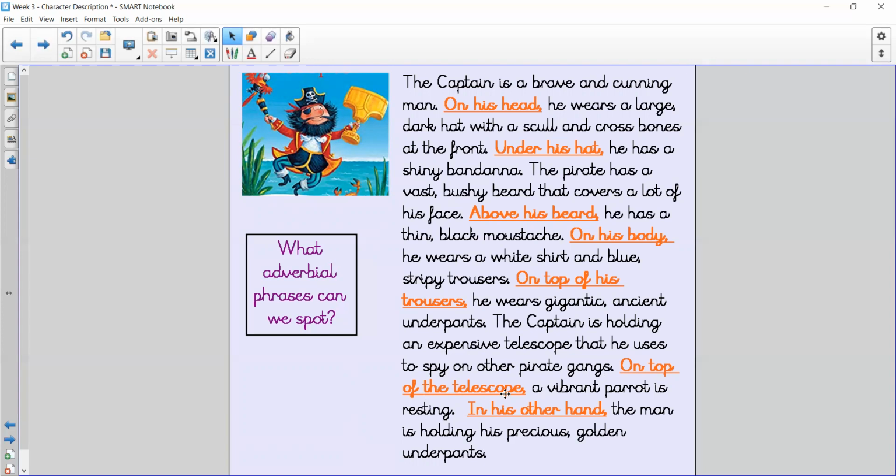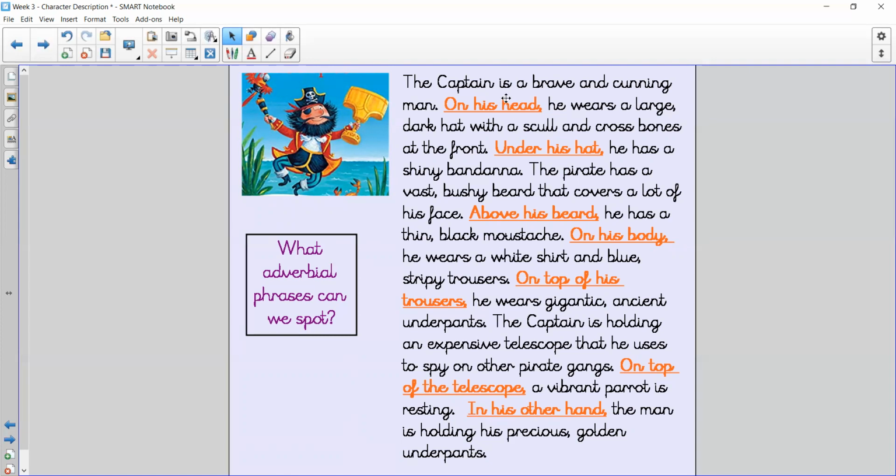On top of the telescope, a vibrant parrot is resting. Where is the parrot resting? Well done. On top of the telescope. Now, last sentence. In his other hand, the man is holding his precious golden underpants. Where is he holding the underpants? Have a think. Fantastic. In his other hand.